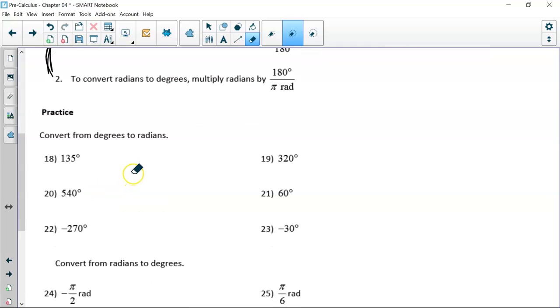So the way I like to keep this in mind, what we want to do is we want to get the degrees to cancel out. So we convert from degrees to radians. So we're going to multiply by pi over 180. You can see degrees on the top and degrees on the bottom cancel. That's our goal. So now what we have is 135 and 180. They're both divisible by 45. 135 divided by 45 is 3. 180 divided by 45 is 4. So we're going to get 3 pi over 4 radians.